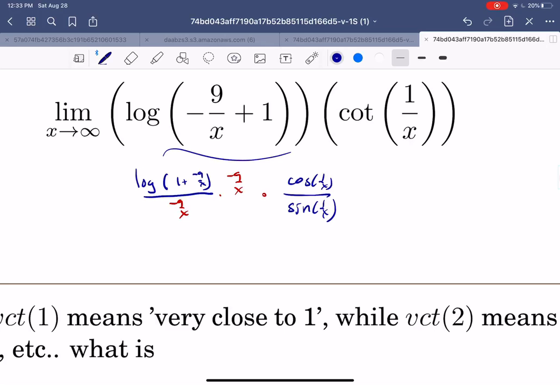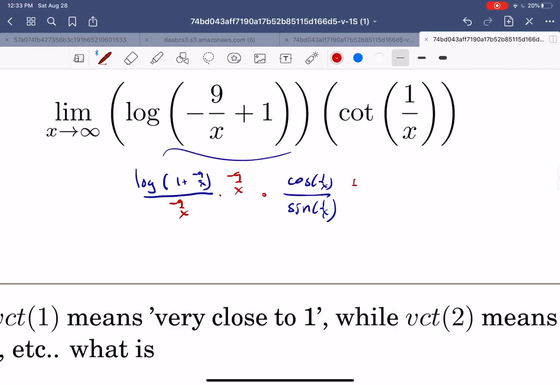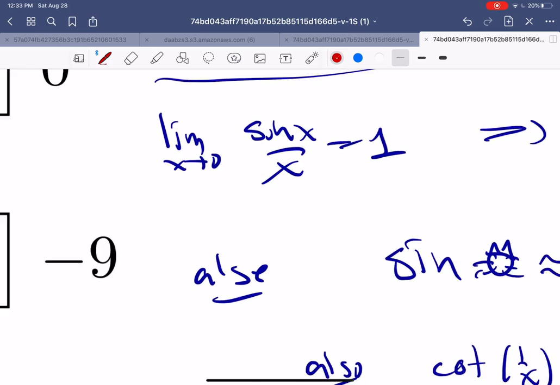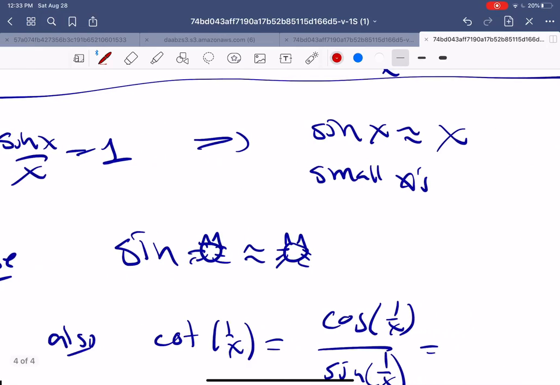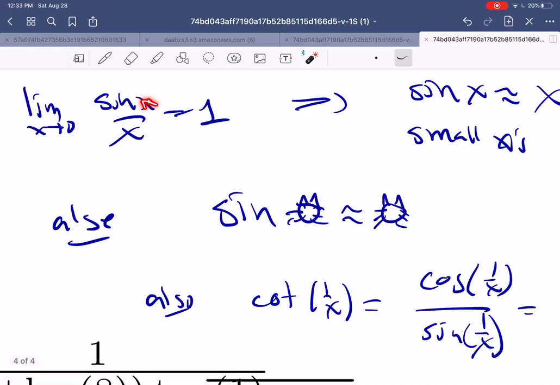I really would like to have a 1 over x on the top. 1 over x all over 1 over x, so that it looks kind of like this. Sine of cat over cat, as cat goes to 0. Of course, in our case, our cat will be 1 over x, and x will be going towards infinity, so that 1 over x goes to 0.